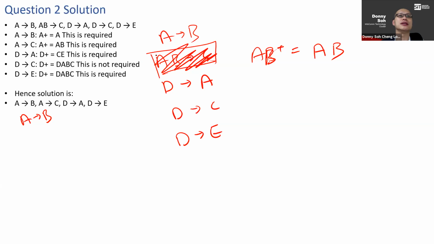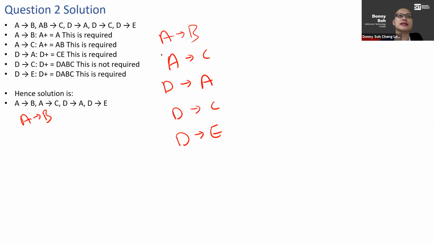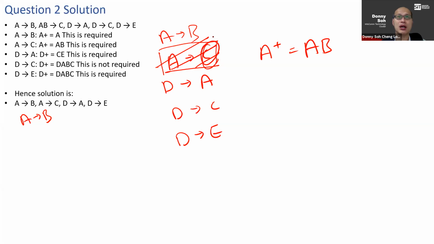Sorry, my second one is A implies C only. So I'm going to test if this FD is required or not, and I'm going to assume that I don't have this FD. I find my A closure again, and in this scenario my A closure is only A and B, so it does not have my right hand side. I will need this FD in order to get my functional dependency of A implies C. And so A implies C is also required here.